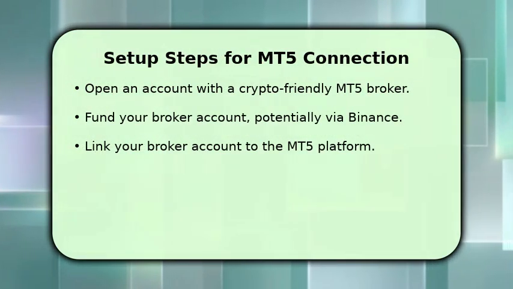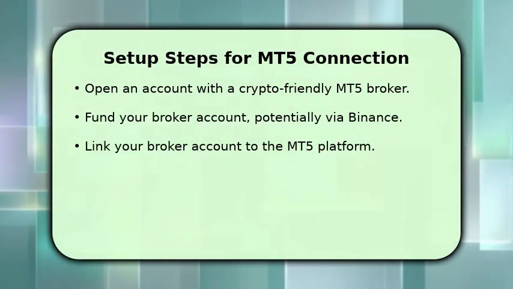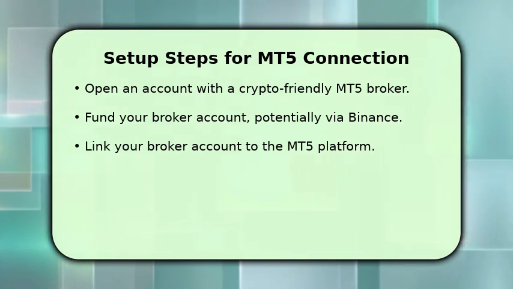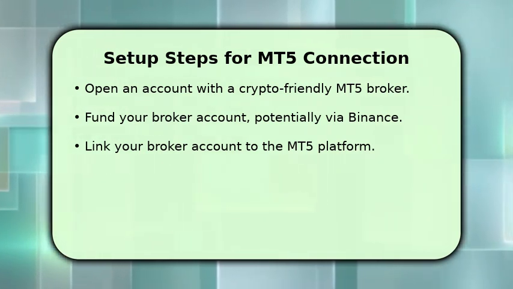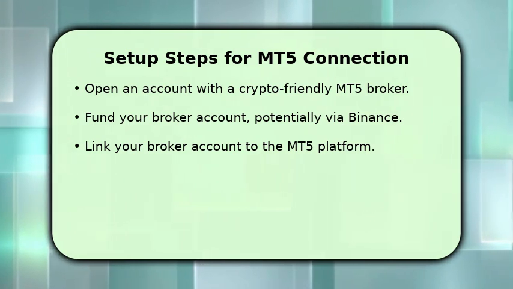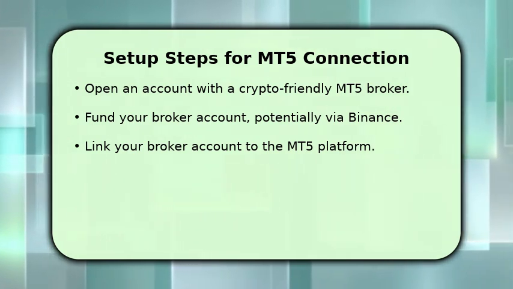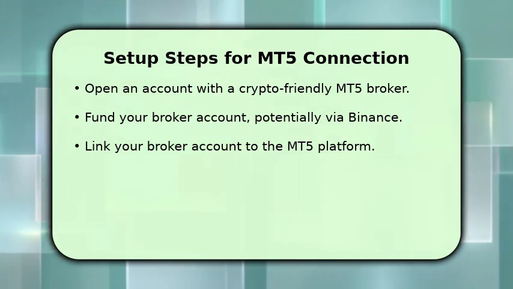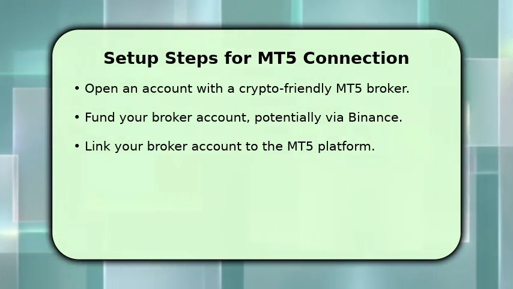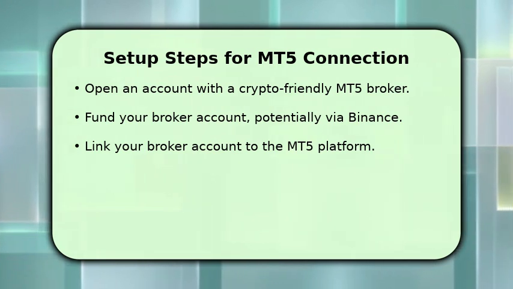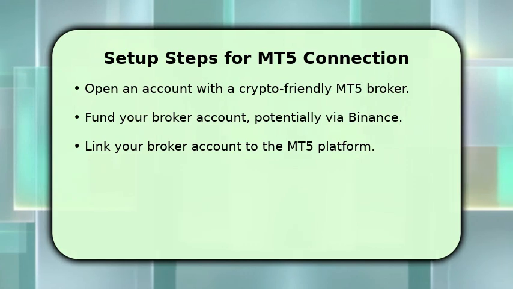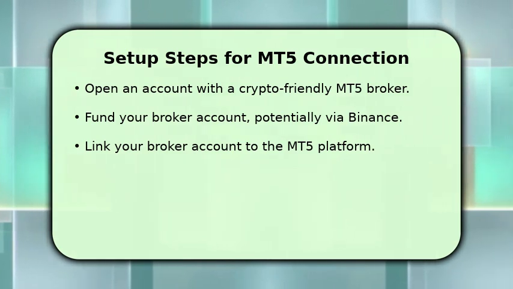To set this up, first, you'll need to open an account with a MetaTrader 5 broker that specifically supports cryptocurrency trading. Once your account is active, you'll fund it. This might involve transferring funds from your Binance account or another source. Finally, you'll connect your new broker account to the MT5 platform, allowing you to access and trade the available crypto pairs directly from MetaTrader 5.